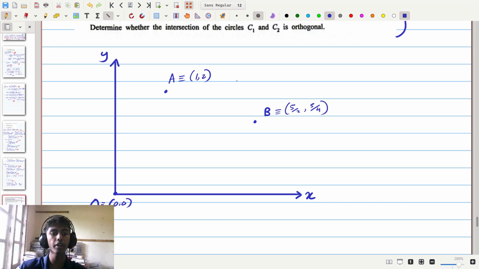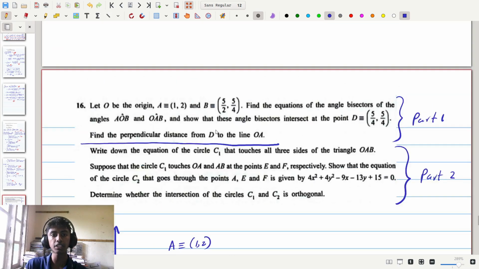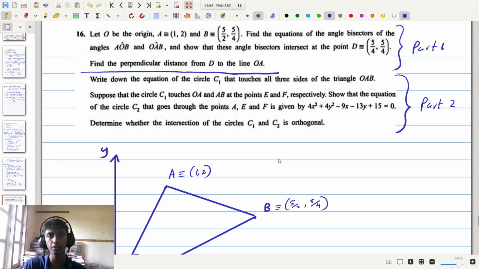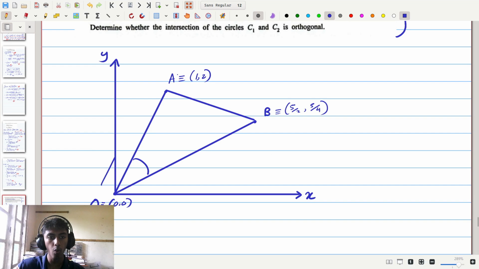Now, I'm also additionally going to connect the origin 0, 0 to the point A. I'm going to connect the origin to the point B, and I'm going to connect the point A to the point B, like so. Given this, we can see that the angles that we want, the angle AOB and OAB, are clearly visible. The angle AOB is the angle at this point here, and the angle OAB is this angle right here.